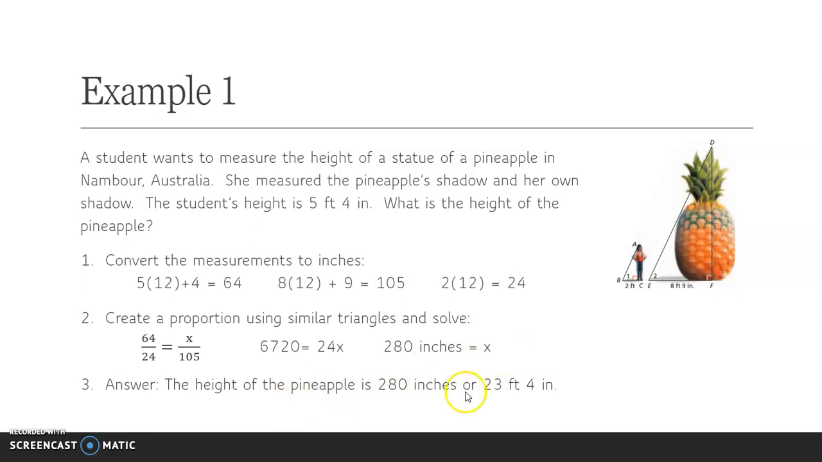Now, to turn that into feet and inches, I just divided by 12. And I like to do long division for that because it makes it easier to find out how many inches you have left over. So if you do long division, you can just get the whole number, and whatever the remainder is is the number of inches you had left over. So it's time for you to try it.